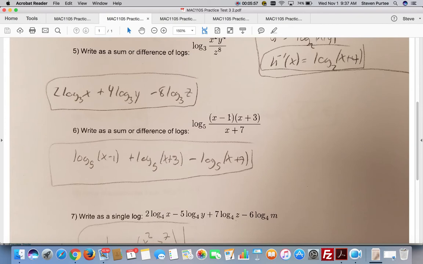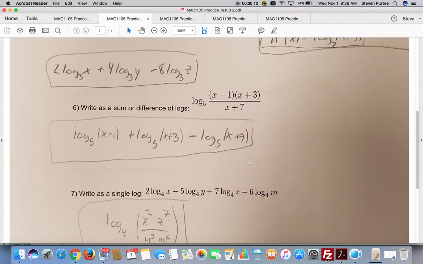Same thing in this one. Anything on top that's multiplied inside becomes added outside. Divided inside becomes subtracted outside. Anything on the bottom will be negative. Anything on the top will stay positive. Okay, I can't distribute a log. This is not log base 5 of x minus log base 5 of 1. You cannot distribute a log.